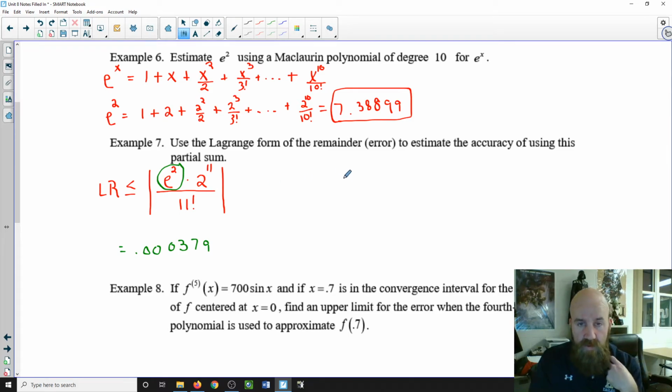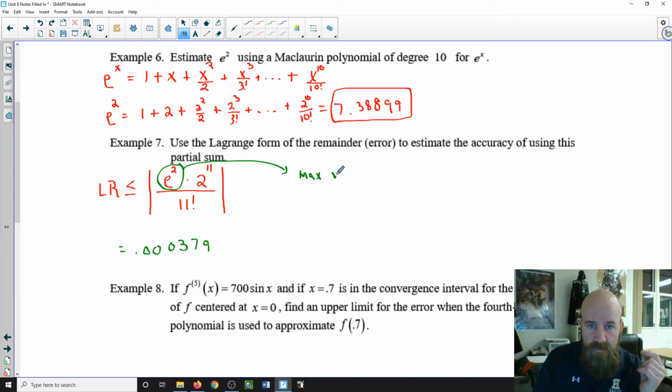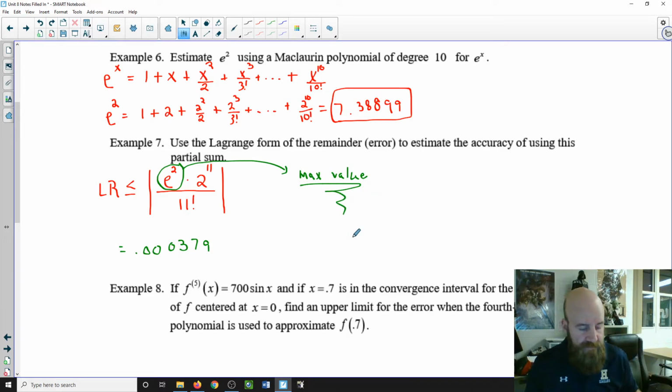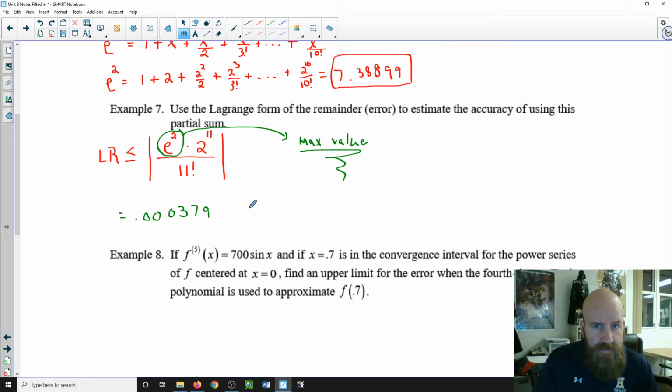So I would write something down about this e squared being the maximum value of that function between 0 and 2. Has to be at 2. Hopefully that makes sense. If not, get with me and ask questions. All right.